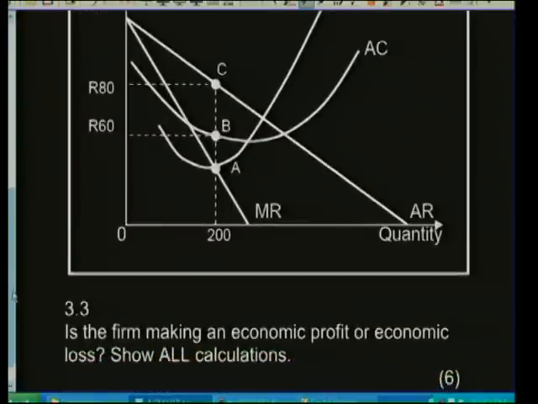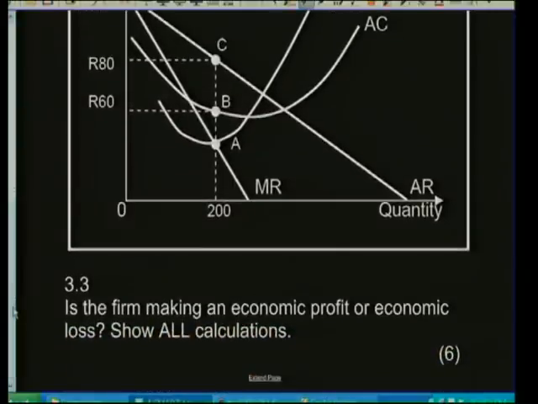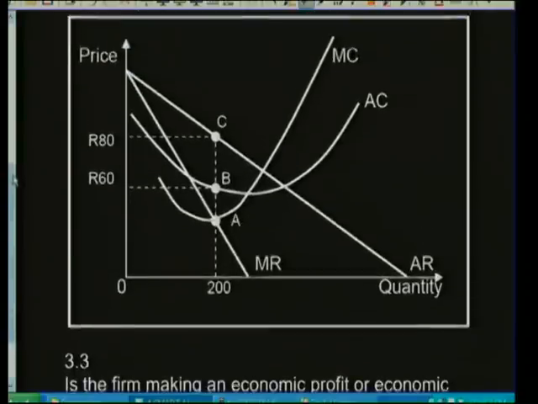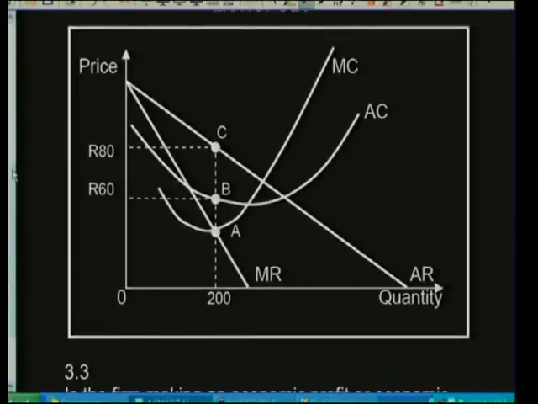Question 3. Still working with the same graph. 3.3 is the firm making an economic profit or economic loss. You have to show all calculations. When I look at the graph, I can see that because it's a monopoly, they're actually selling their product at 80 Rand. And that means that they are making 20 Rand more than the normal profit.